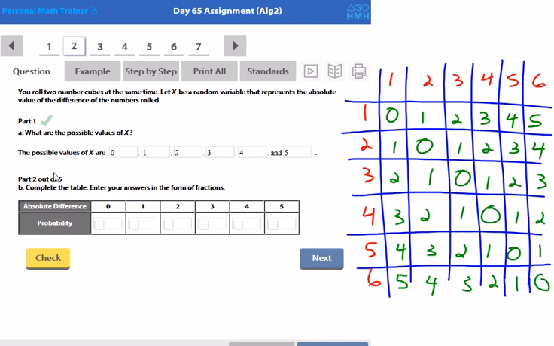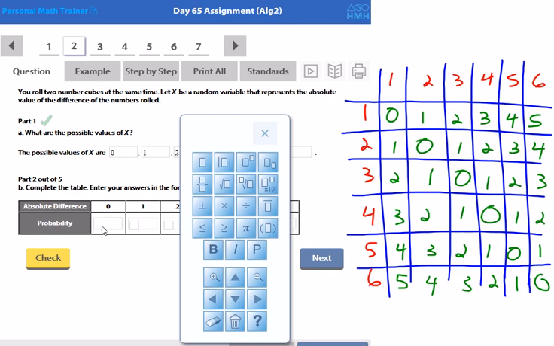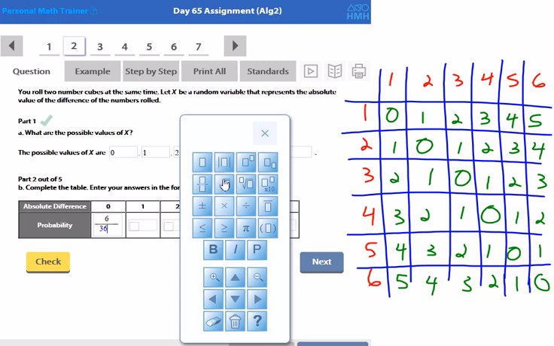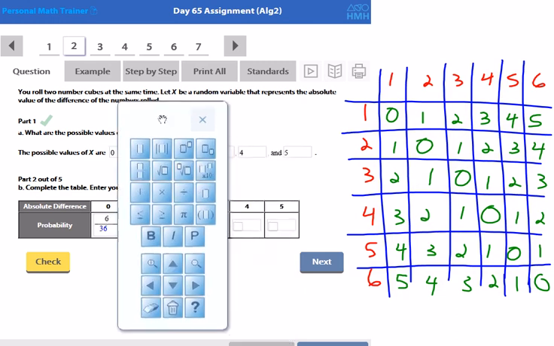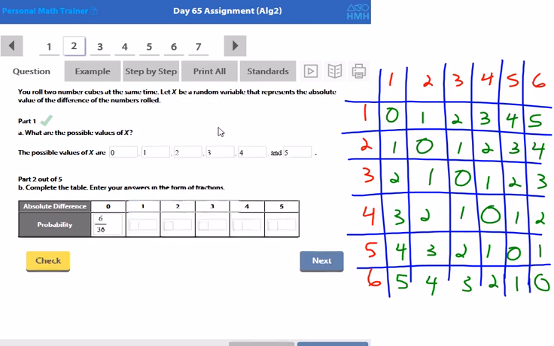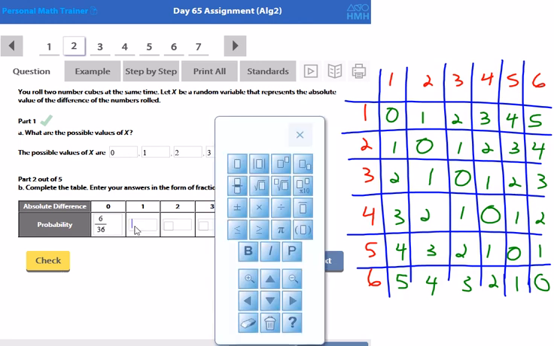Okay, then complete this table. So they want the probability of getting each one. There's 36 possibilities. For instance, for the zeros, there's 6 of them. So 6 out of 36 should be 1 over 6, but they want you to leave the denominator as 36. So this will be 6 out of 36. The ones are the ones that have the most. For the ones, there's 10 out of 36.